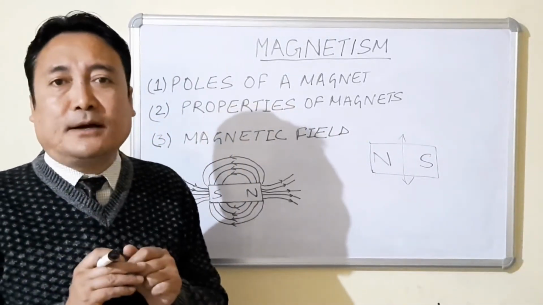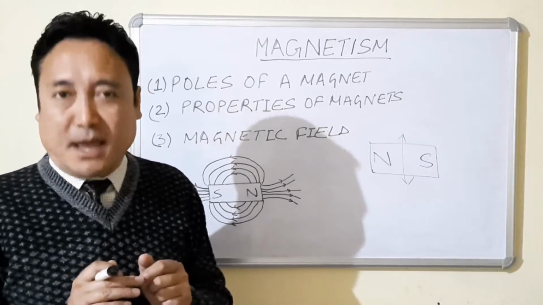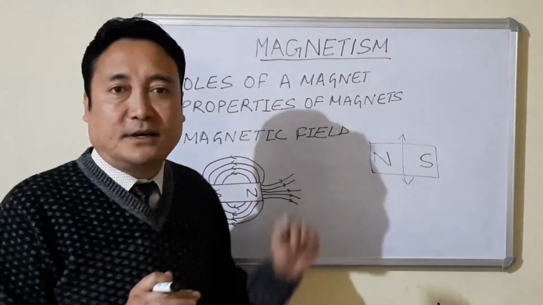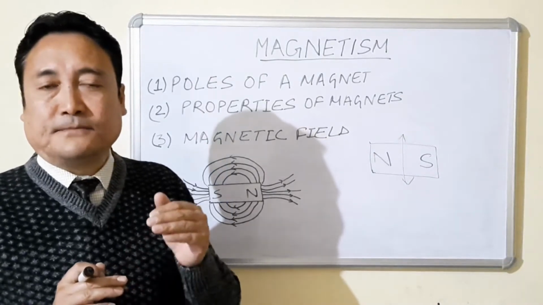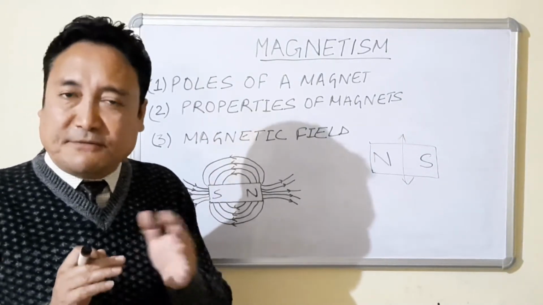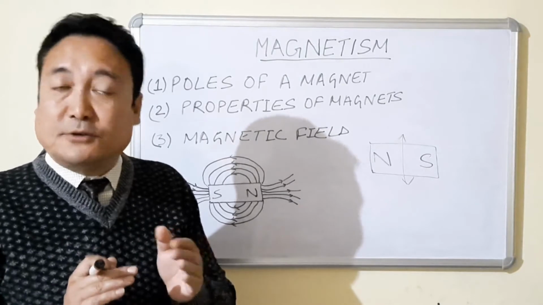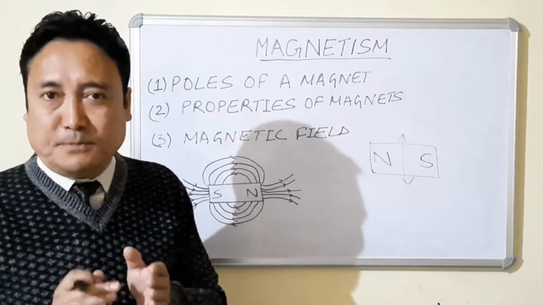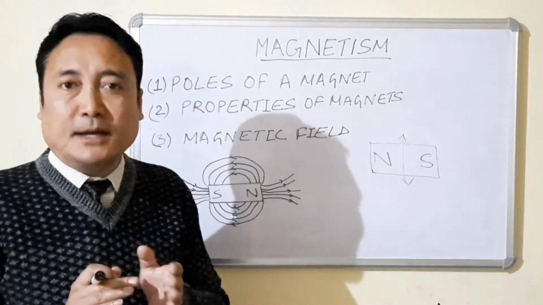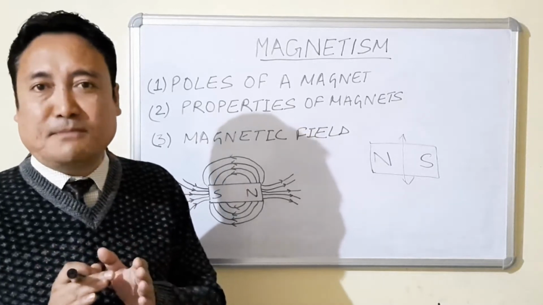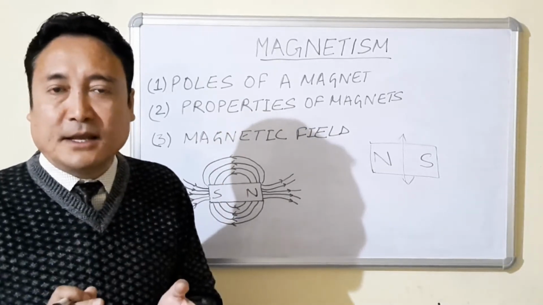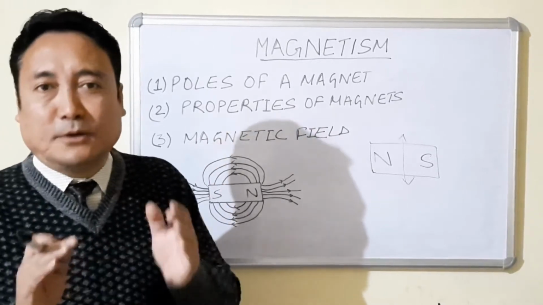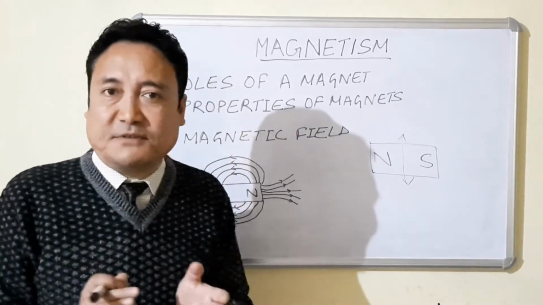Then the next point. Let us consider a bar magnet. A bar magnet is somewhat in the shape of a rectangle, and it is an artificial magnet, because you'll find artificial magnets in various shapes. Last time I told you about the horseshoe magnet, the U-shaped magnet. You'll find a cylindrical magnet, a bar magnet, and also the magnetic needle. All these are artificial magnets.